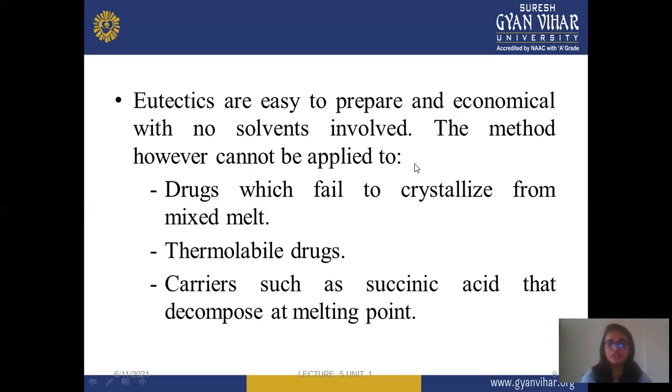We do not take too much cost, and no solvent is required. You just take a compound and no restrictions. Suppose your drug fails to crystallize in a mixed melt, or is a thermolabile drug, those which are heat sensitive. When you use this method, it degrades your compound due to sensitivity to heat. And carriers such as succinic acid decompose at the melting point, so these compounds you do not use with this eutectic mixture technique.